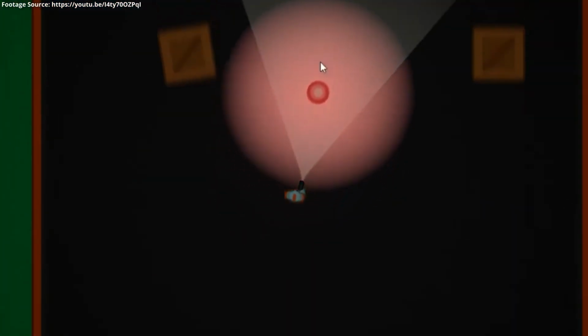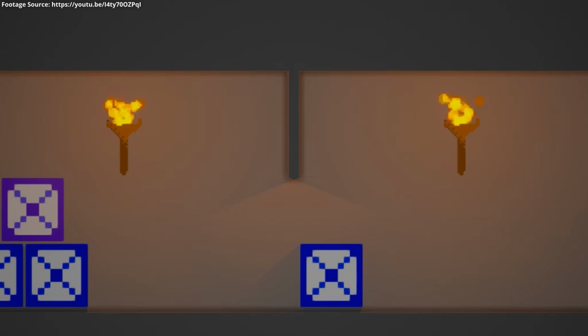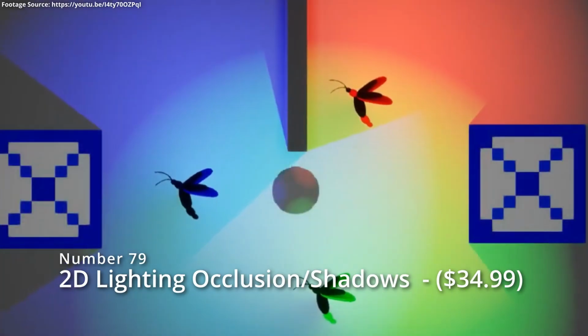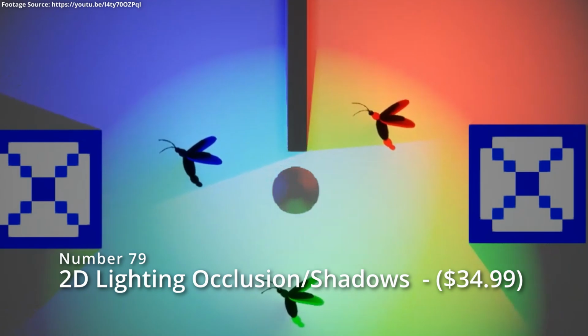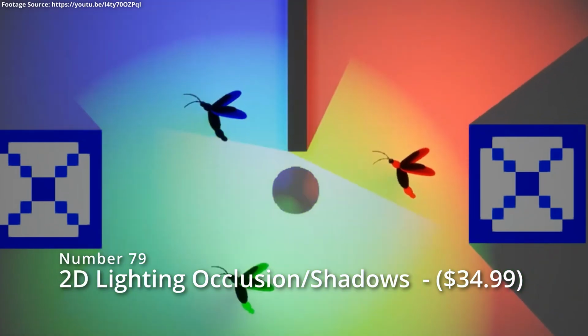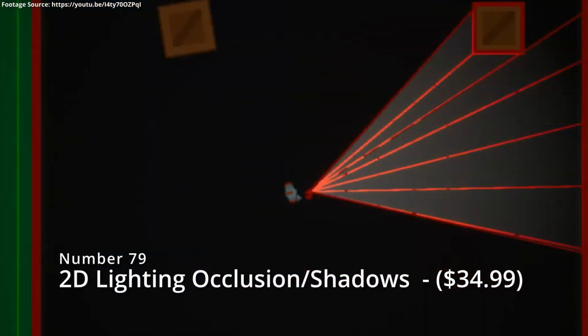Unreal Engine can also be realistic in 2D with Number 79. 2D Lighting Occlusion / Shadows. Create 2D scenes with lumen-like looking lighting occlusion and shadows. Create funny game mechanics or just improve the look of your 2D game with this plugin.